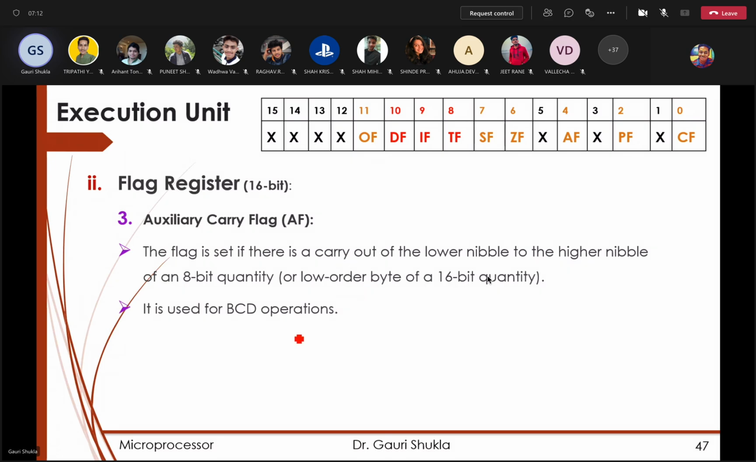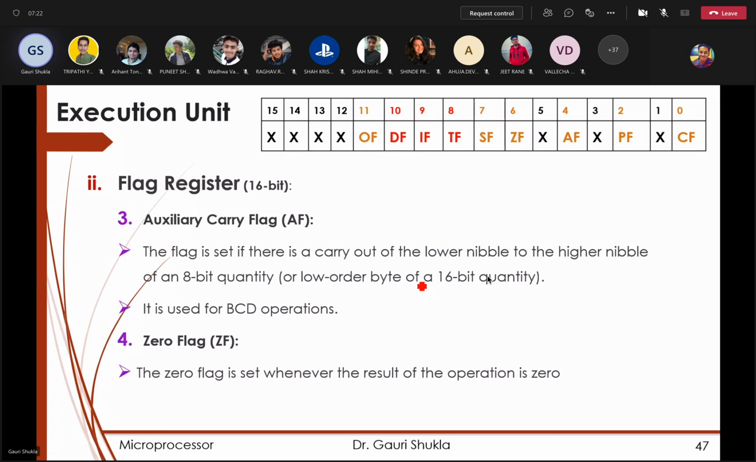Okay, it is also used for all BCD operations. Next comes the zero flag here. So zero flag will be set if the result of my operation is 0. It is very simple. It is quite straightforward. All these flags are. Now, the most important ones are sign flag and overflow flag.